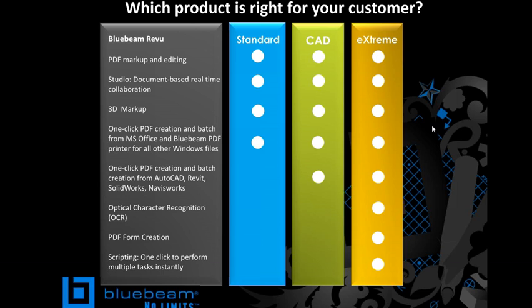And then you move into the CAD version, which just builds on the standard. And the thing that makes it so different is the fact that there is one-click PDF creation and batch creation from programs like Revit, SolidWorks, Navisworks, and AutoCAD. One of the important things to note with the release of 12.5 is that we have some additional enhancements to the Navisworks 2015 support. So 3D PDF creation is now supported in Navisworks Manage and Simulate 2015.